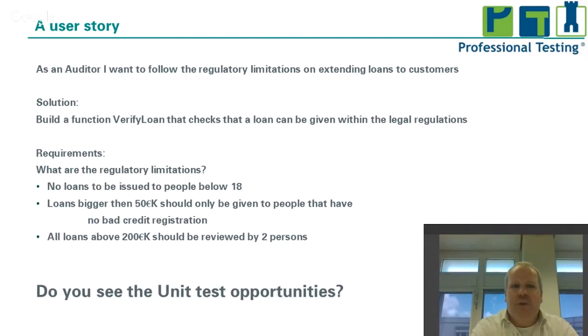As an auditor, I want to follow the regulatory limitations on extending loans to customers. So we have a solution that is to build a function verify loan. Then, of course, we have to think about what are the legal regulations that we want to check. If you look at the requirements, we see that no loans should be issued to people below 18. And for bigger loans, we need to have a check that there's no bad credit. Can you spot the unit test opportunities in this?